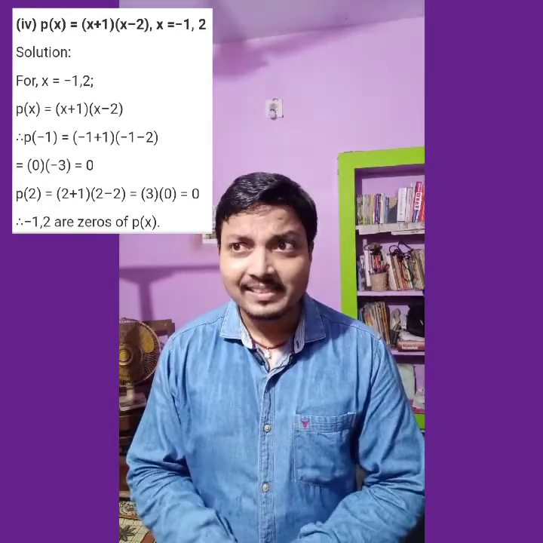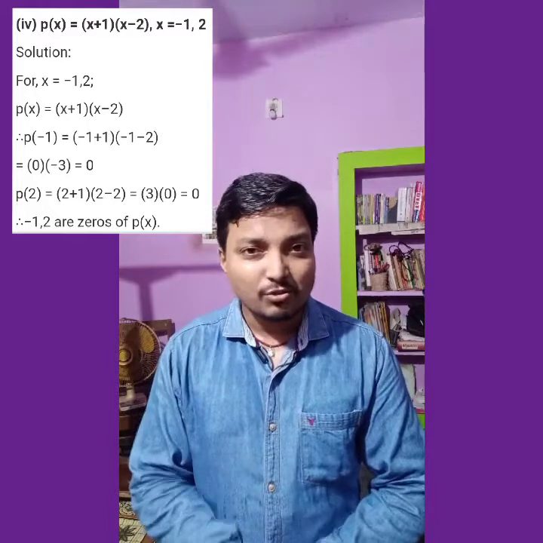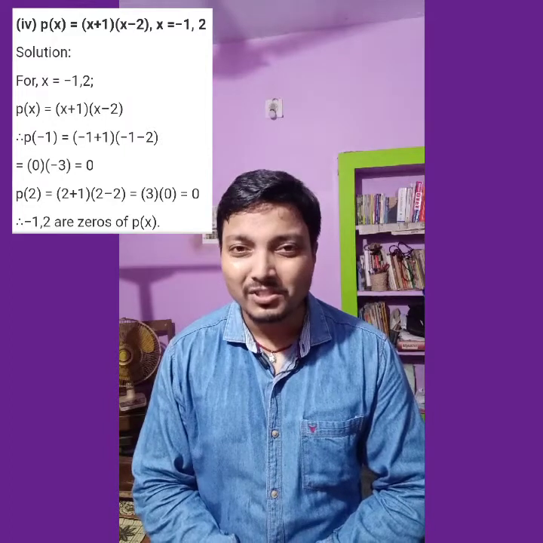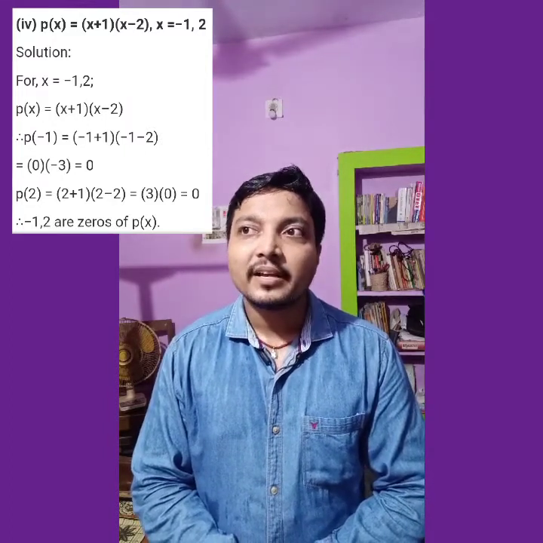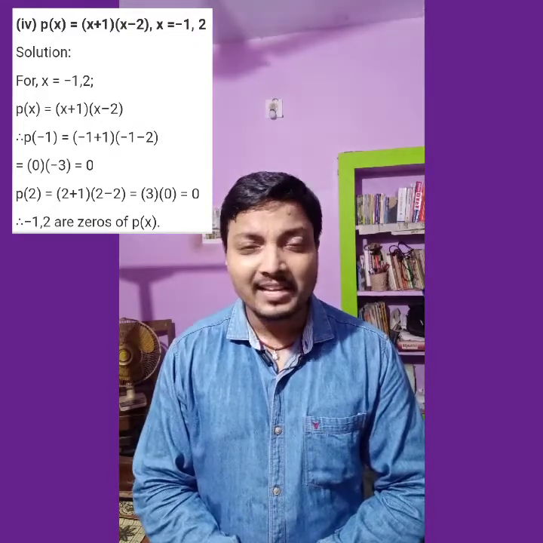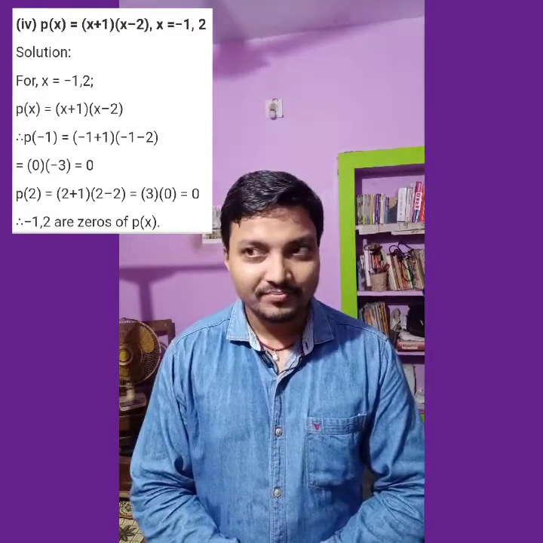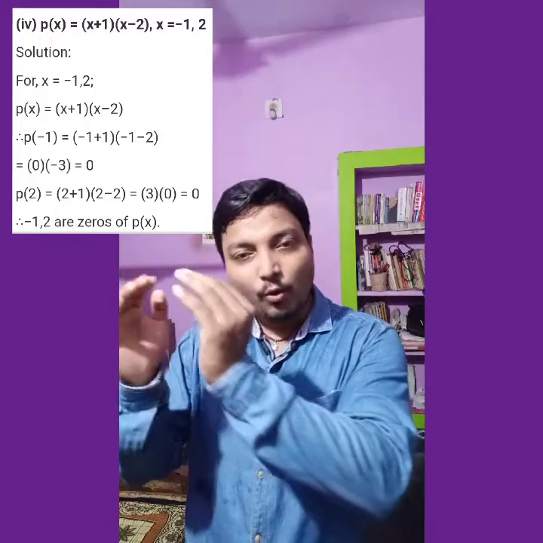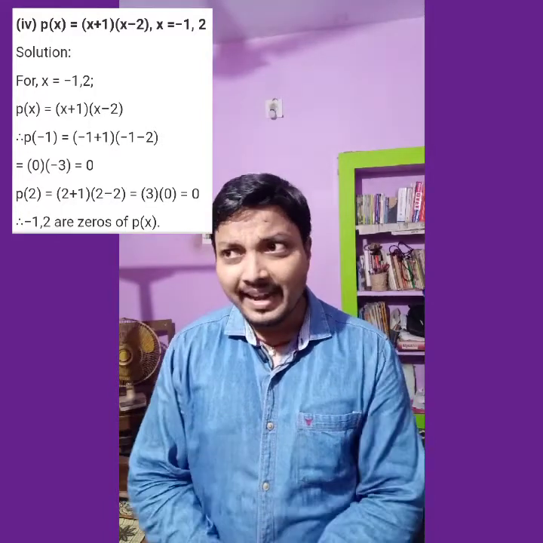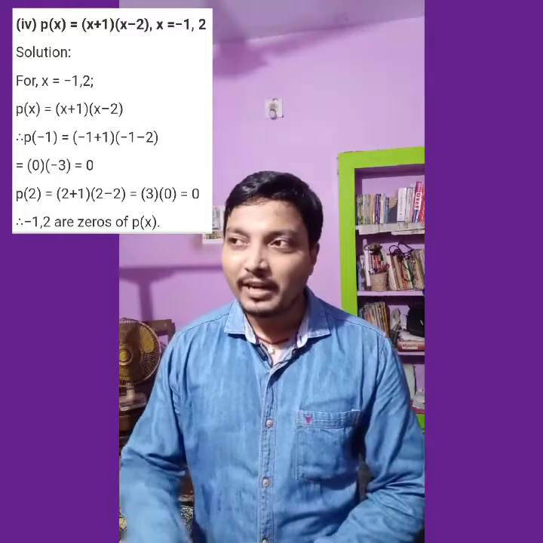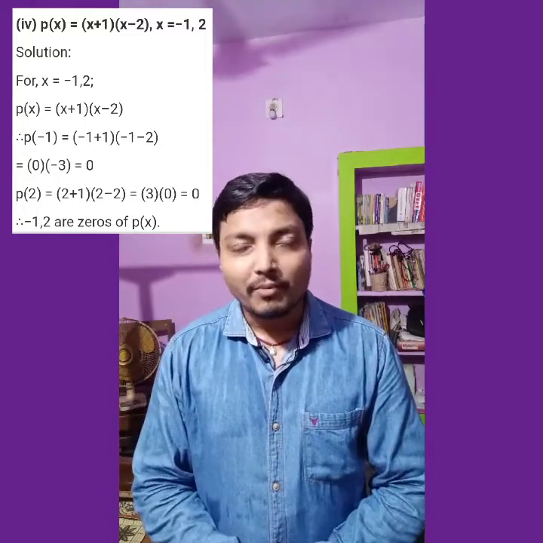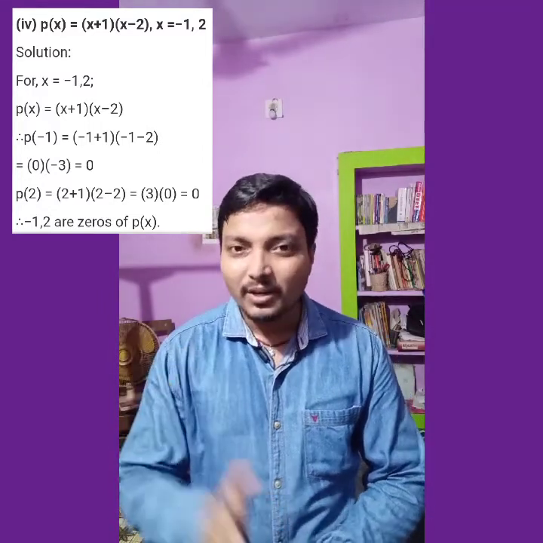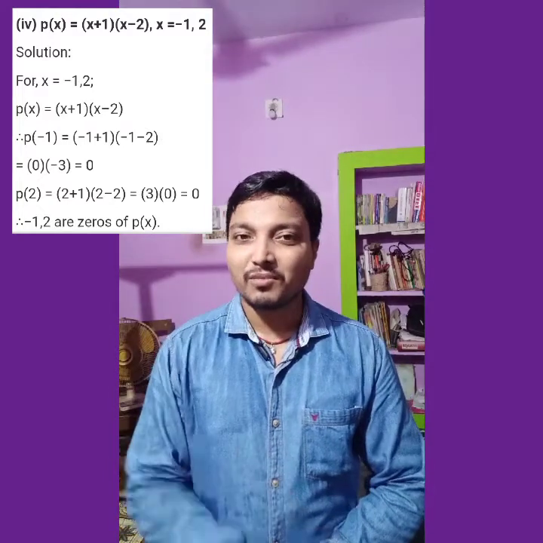But another one has to be checked. Another one is 2. For the value x equal to 2, I need to check what the polynomial is equal to. So p of 2 equals x plus 1, where in place of x I put 2, so 2 plus 1. Another factor is 2 minus 2. So 2 plus 1 whole into 2 minus 2. 2 plus 1 is equal to 3 and 2 minus 2 is equal to 0. So this gives us 3 into 0 equal to 0. So 2 is also the zero of the polynomial. So minus 1 is a zero of the polynomial, and 2 is also a zero of the polynomial.